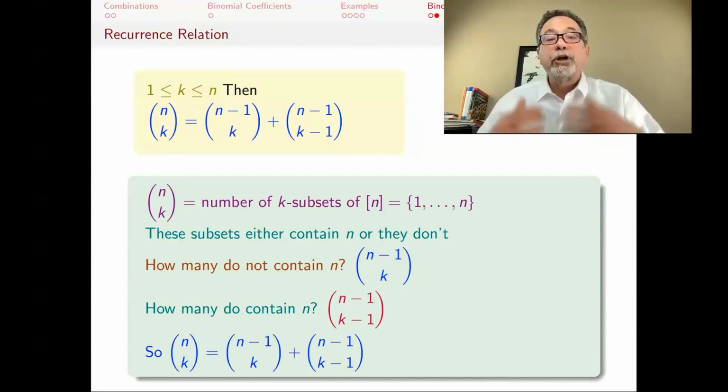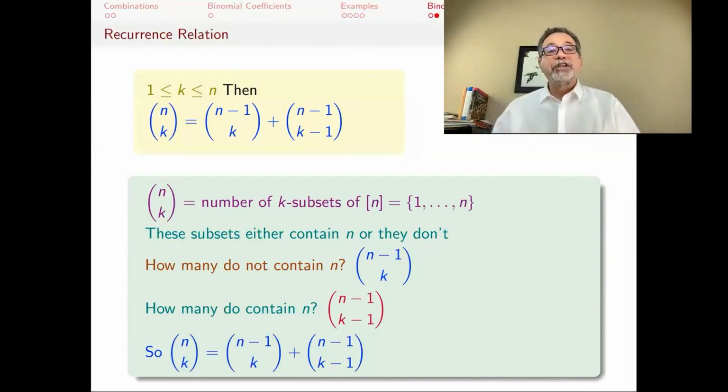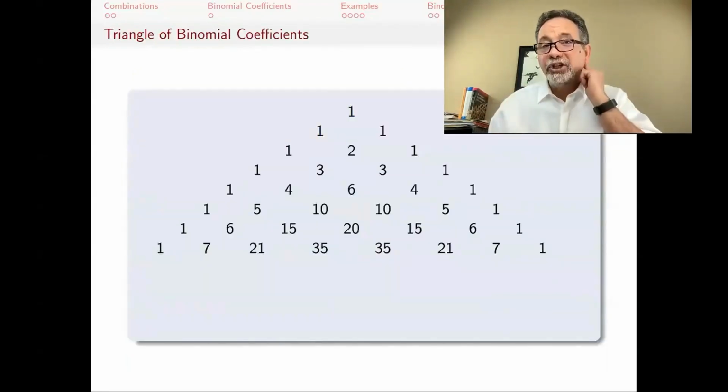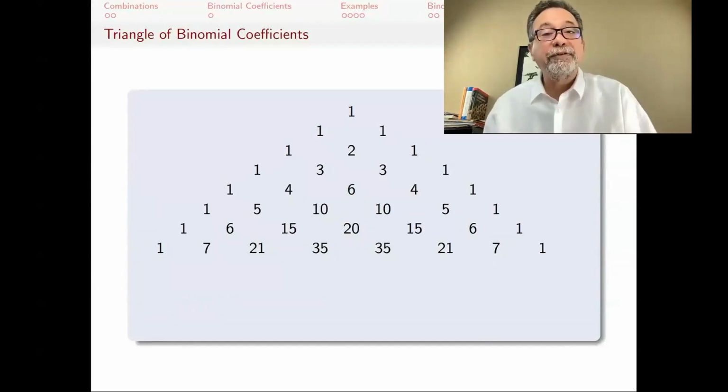So they have to add up to the total number of subsets of size k in a set with n elements. And so we have n choose k equals n minus 1 choose k plus n minus 1 choose k minus 1. Using that relationship, that recurrence relationship, you can calculate many of these.